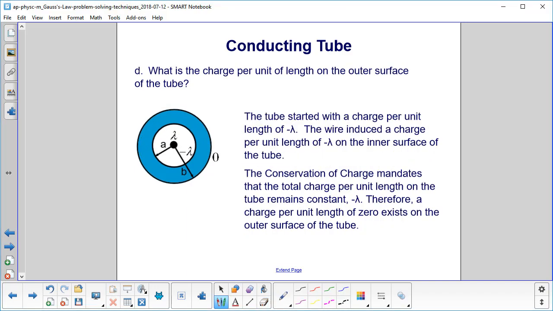What is the charge per unit length on the outer surface of the tube? The tube started with a charge per unit length of minus lambda. The wire then induced a charge per unit length of minus lambda on the inner surface of the tube, as shown in Part C. Conservation of charge mandates that the total charge per unit length on the tube remains a constant negative lambda. Therefore, since the negative lambda all moved to the inside, there's nothing left on the outside. So a charge per unit length of 0 exists on the outer surface of the tube.